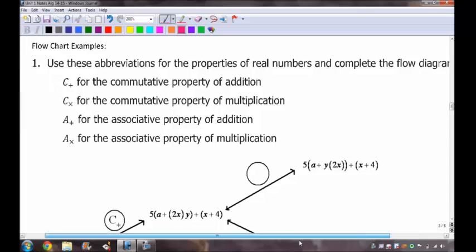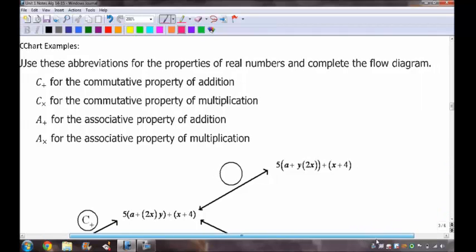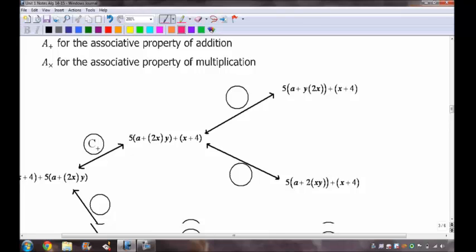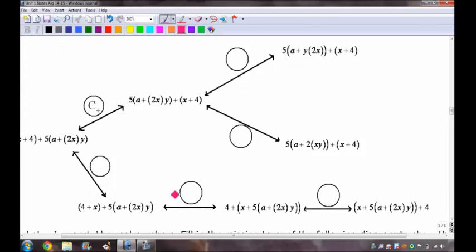But before we talk about proofs, we're going to talk about flowcharts. So question number 1 says, use these abbreviations for the properties of real numbers and complete the flow diagram. C plus will stand for the commutative property of addition, CX for the commutative property of multiplication, A plus for the associative property of addition, and AX for the associative property of multiplication.